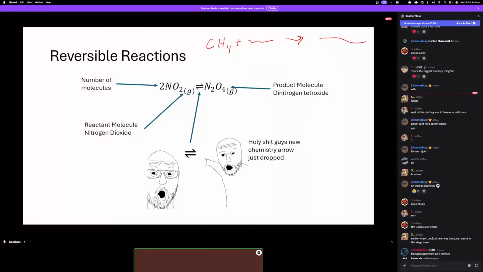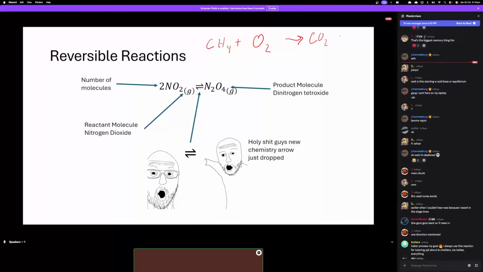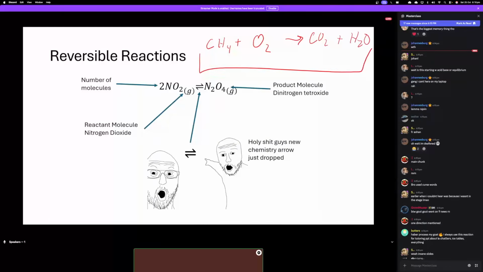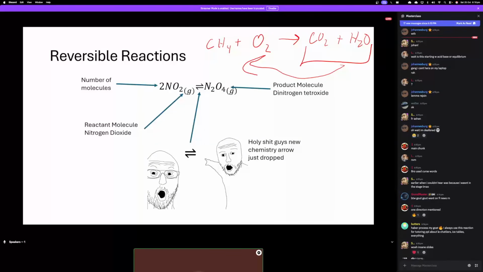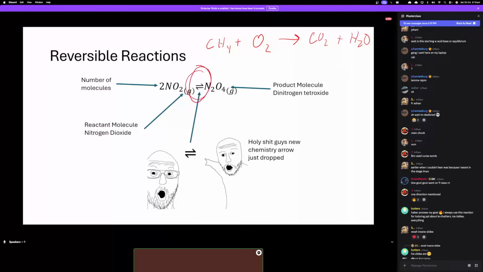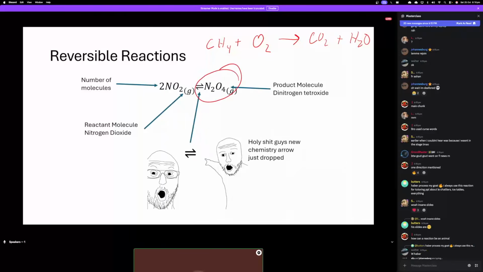So the most common example would be stuff like combustion. If you do combustion, you get CO2 plus H2O. If you look at a combustion reaction, it is only one way. We cannot take this CO2 and H2O and turn it back, right? That is a reaction that is not reversible. So what we want to do is look at a reversible reaction. What this means is these reactants can turn into the products, and these products can turn into the reactants, right?